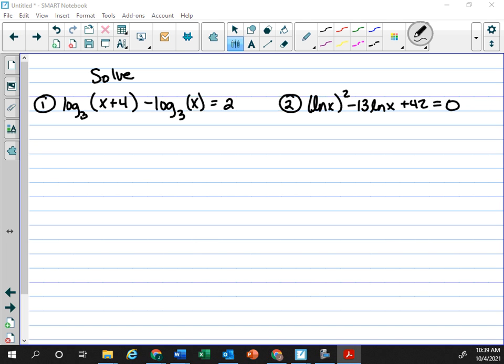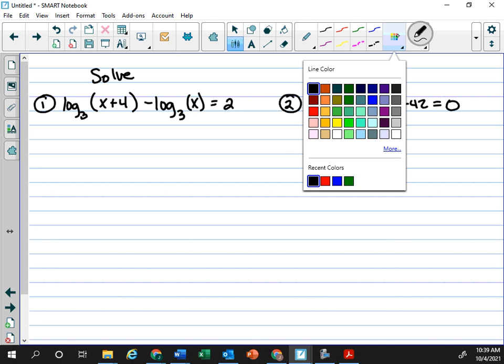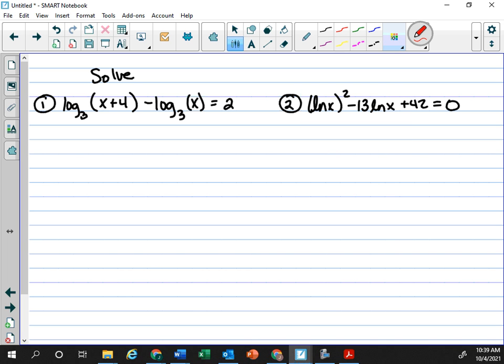All right, guys, let's go through these two, and then I'll give you a couple more. We'll just keep doing a couple at a time. Okay, the first one, I see that subtraction sign in between, so that tells me I should condense this down with division. So this is really log base 3 of x plus 4 over x equals 2. Okay? And then you can rewrite that as an exponential. So 3 squared equals x plus 4 over x. Now you're back to just algebra land.